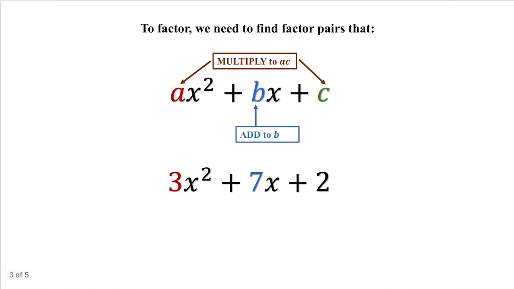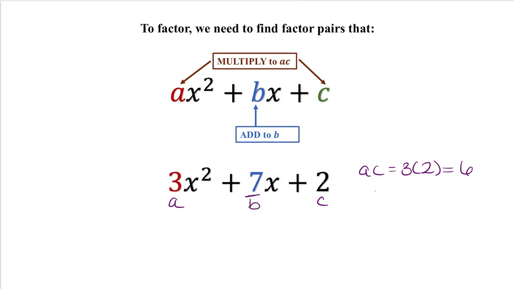So when we factor, we need to find factor pairs that are going to multiply to now a times c, and they're going to add up to b. So if we look at the example, 3x squared plus 7x plus 2, we need a factor pair that's going to multiply to a times c, which is equal to 3 times 2, which is 6. And it needs to add up to our b term, which is 7.